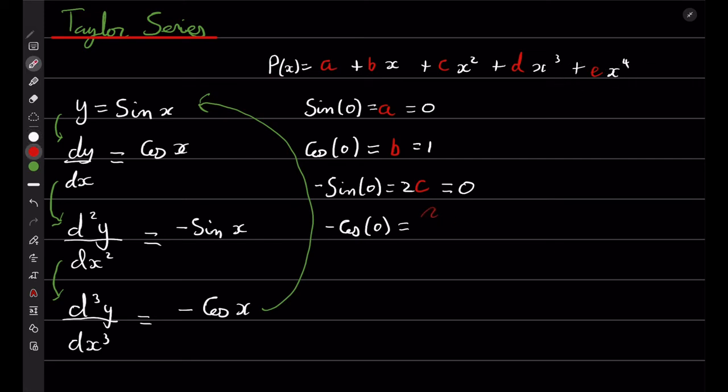It's going to be 3 times 2 times d, and cos 0 is 1, negative cos 0 is negative 1, which is the value of 3 times 2 times d. Now, let's go to the fourth one.